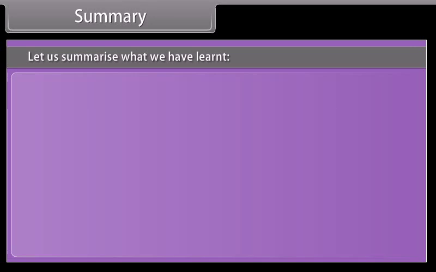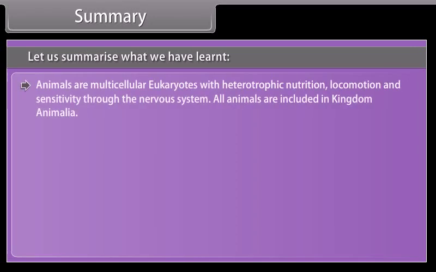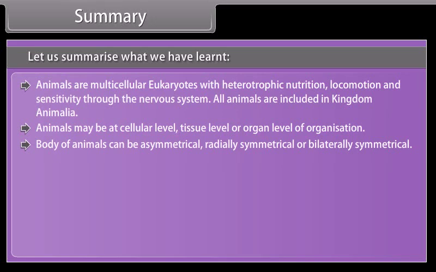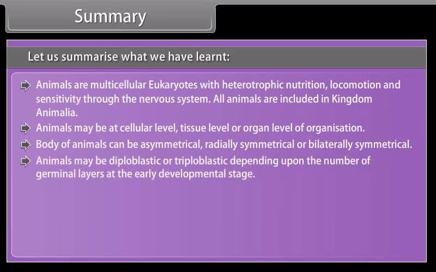Summary. Let us summarize what we have learned. Animals are multicellular eukaryotes with heterotrophic nutrition, locomotion, and sensitivity through the nervous system. All animals are included in kingdom Animalia. Animals may be at cellular level, tissue level, or organ level of organization. Body of animals can be asymmetrical, radially symmetrical, or bilaterally symmetrical. Animals may be diploblastic or triploblastic depending upon the number of germinal layers at the early developmental stage.